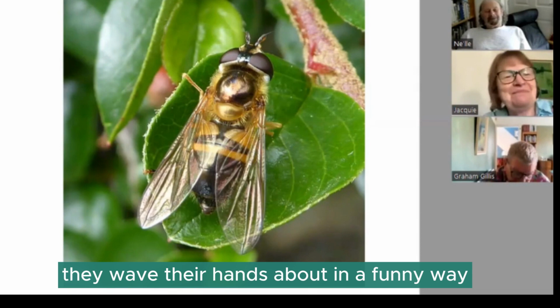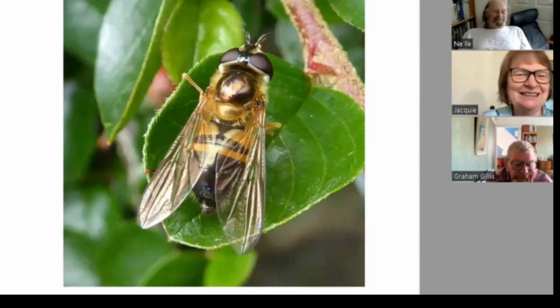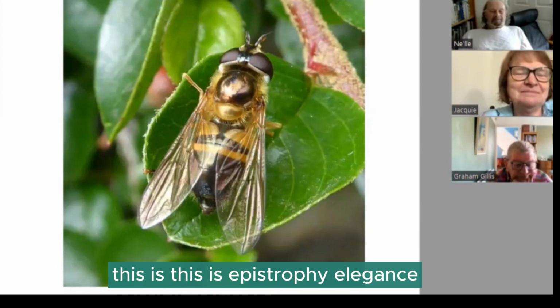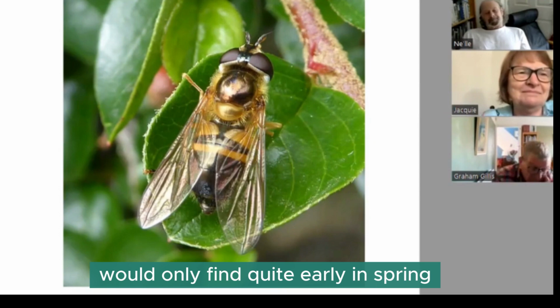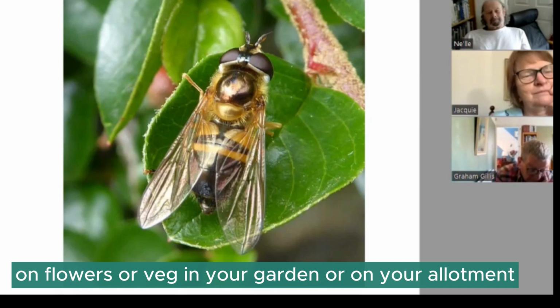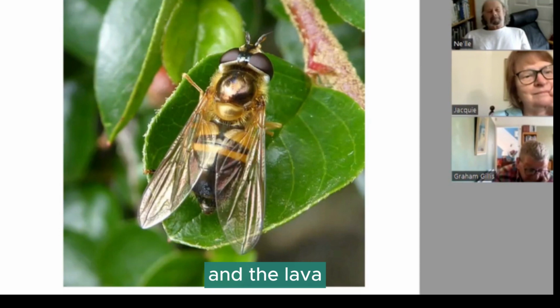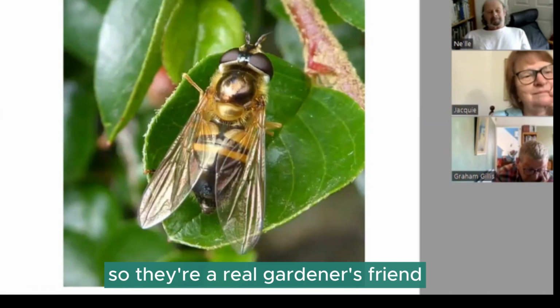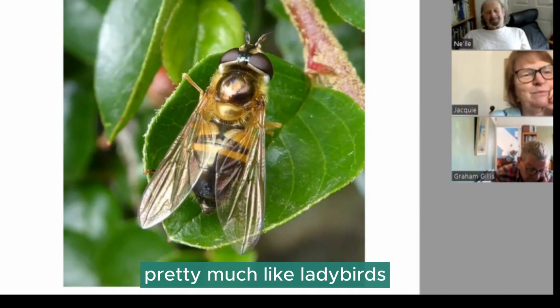Yes. Right. This is, I'm trying to remember, this is Epistrophe elegans, which is one which you would only find quite early in spring. And like most of the ones we've seen recently, they lay their eggs amongst aphids on flowers or veg in your garden or on your allotment. And the larvae, when they hatch out of the eggs, will live on aphids. So they're a real gardener's friend, pretty much like ladybirds. Brilliant. So they are to be encouraged.